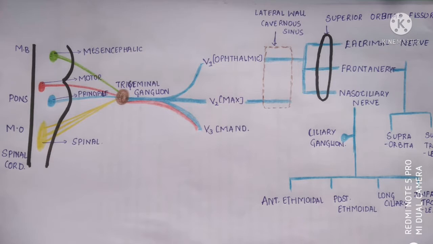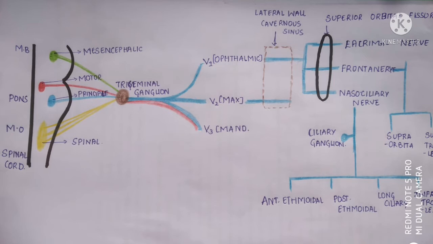From the trigeminal ganglion, it gives rise to 3 branches. The first branch is ophthalmic and the second branch is maxillary. Both are purely sensory branches. And the third branch is mandibular. The motor root from the motor nucleus comes and combines with the sensory root to form the mandibular nerve. In this video, I'm going to just discuss the ophthalmic nerve. Let's have a look into the ophthalmic nerve.